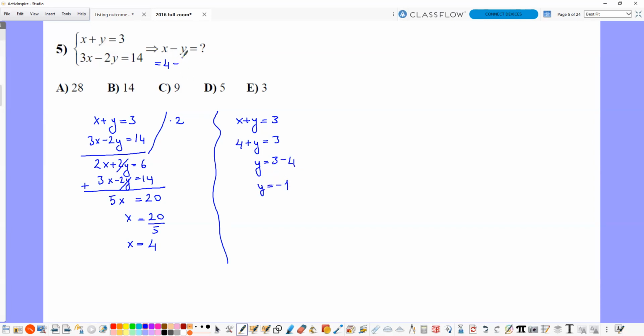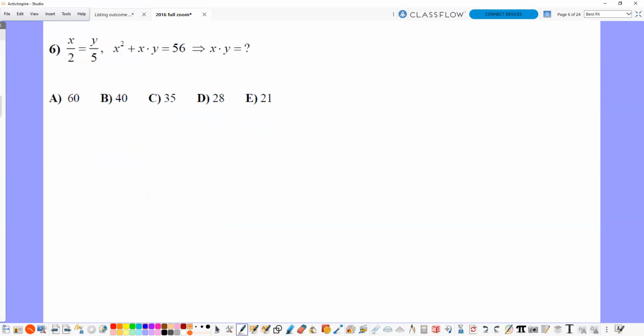Now 4 minus the y value, since it's equal to minus 1, it should be written in parentheses. Then you should check the sign. 4 plus 1, that's equal to 5. So the answer is D.